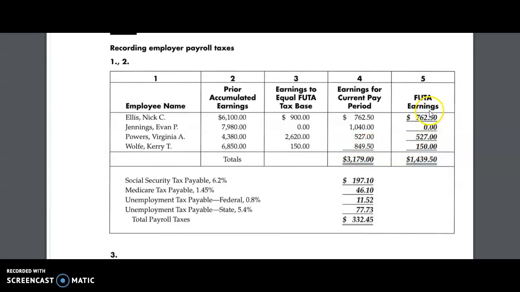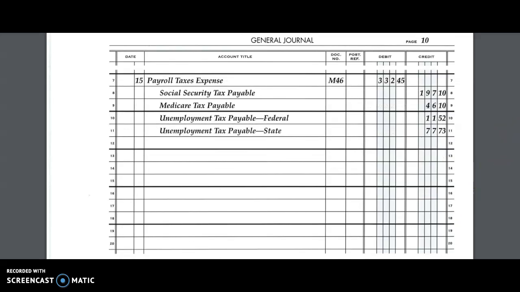So then what we're going to do next is add together all of the FUTA earnings, and we're going to use the total of that column to figure out what 0.8% is, $1,152, and 5.4% for the state unemployment, what that value is. We add all four of these together, and now we are ready to journalize the employer.